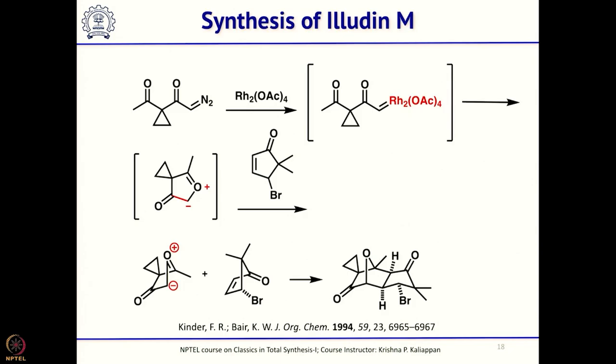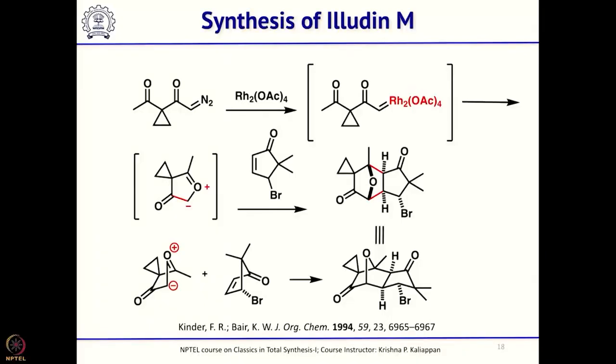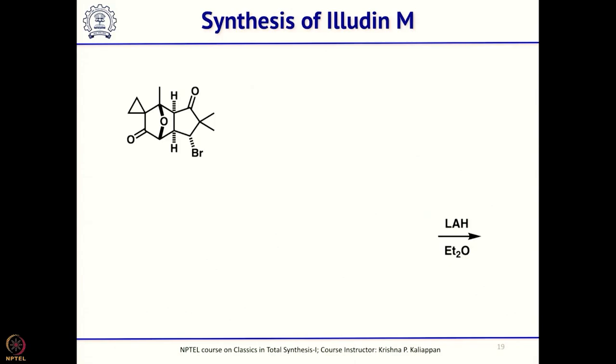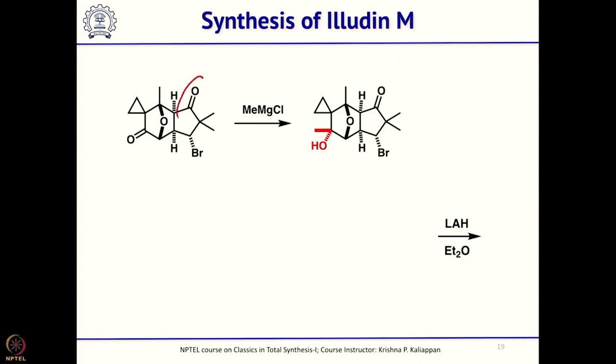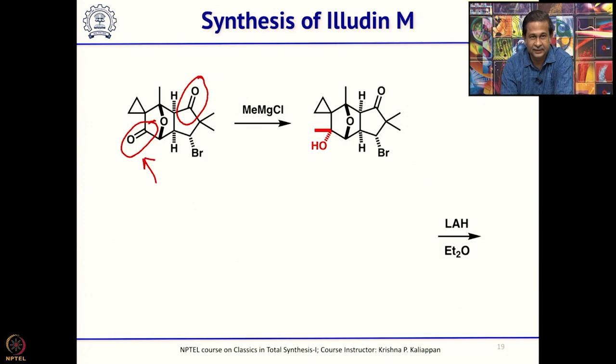Very simple, straightforward. Once this is formed, of course this can be drawn like this also. Once this is formed, you have to add a Grignard reagent. So now there are two ketones, one here as well as here. Between these two, this is sterically less hindered. So Grignard addition takes place at this ketone, and you get the corresponding tertiary alcohol.